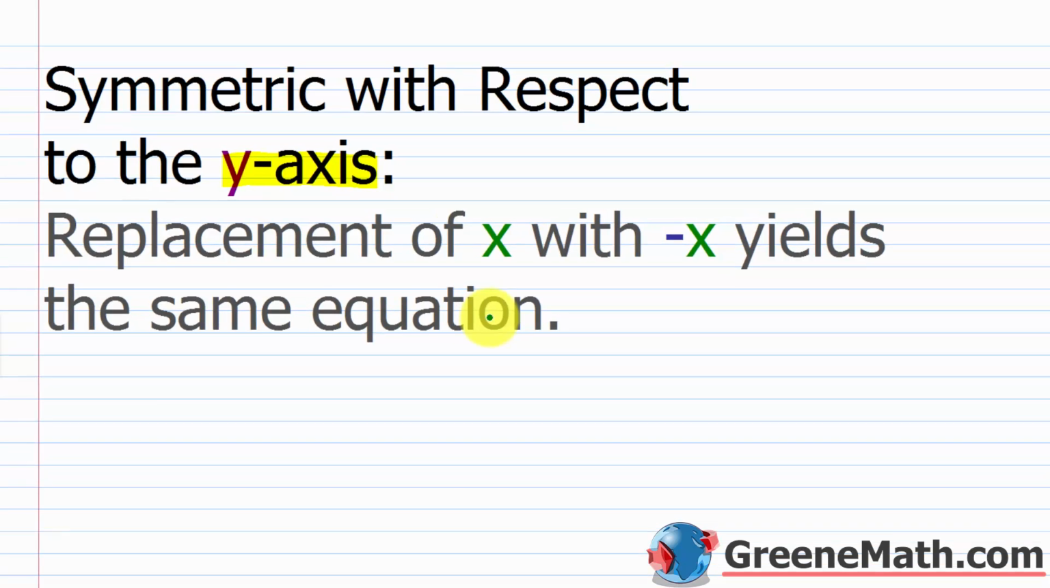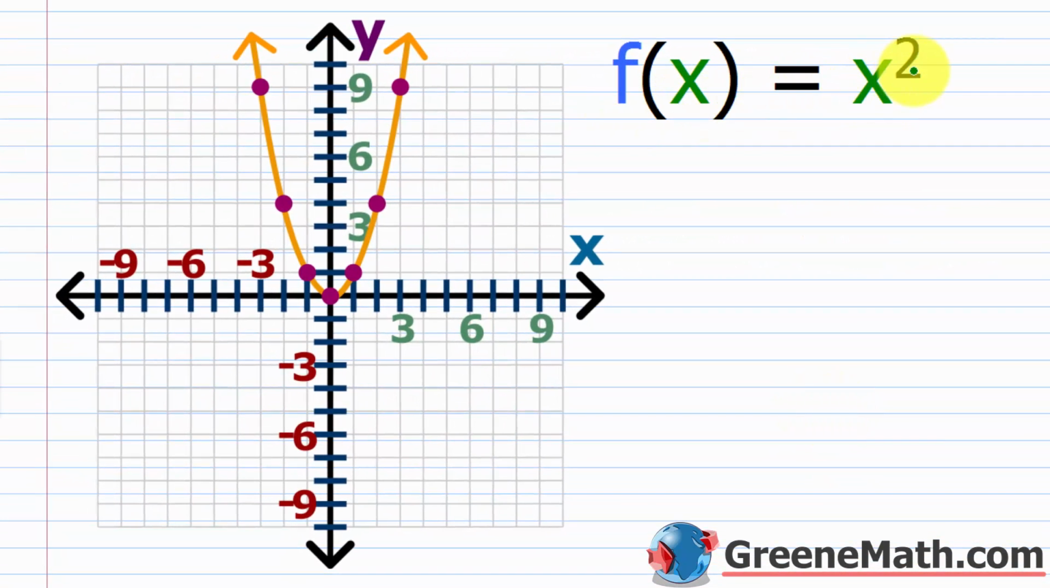So let's look at an example. Here we have f of x equals x squared. And of course, this is our squaring function. We've worked with this a lot. We can visually see that this is symmetric with respect to the y-axis, right? The way you can think about this is, let me highlight the y-axis. If I folded the right side of this graph over the y-axis, you would see that the right side and the left side would match up perfectly.